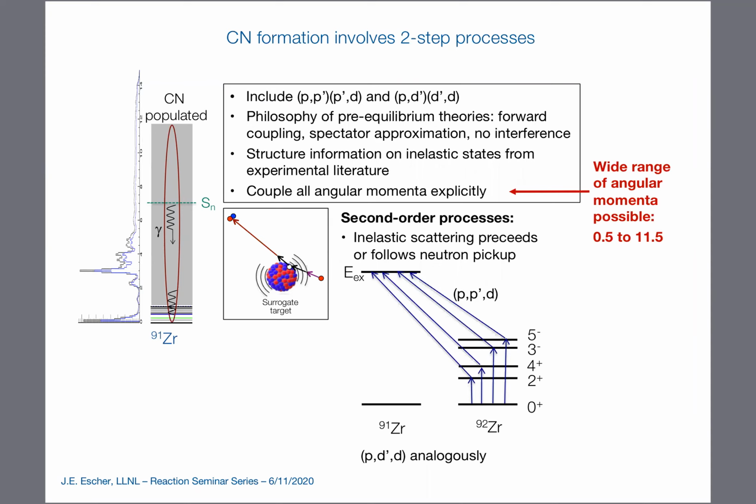So one takeaway message from this is that when one includes all these two-step reactions, a much wider range of angular momentum becomes possible. We're not simply taking a neutron out and making a compound nucleus that has the same spin and parity as that hole that is left. We have all these couplings. So it turns out we can now have angular momenta of more than 10 h-bar.